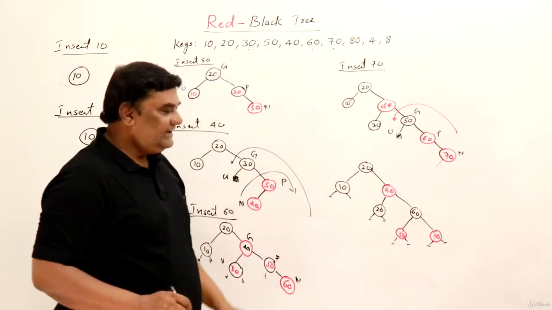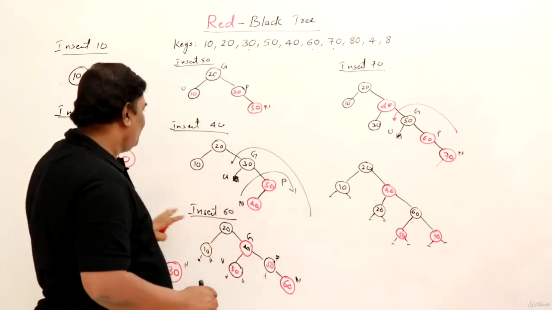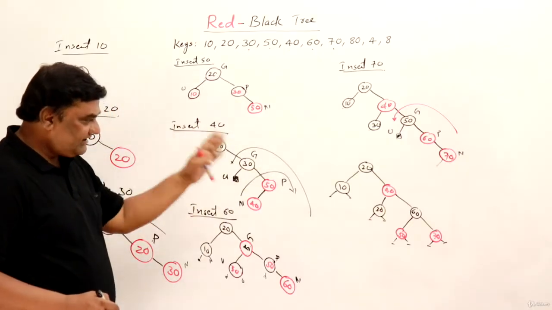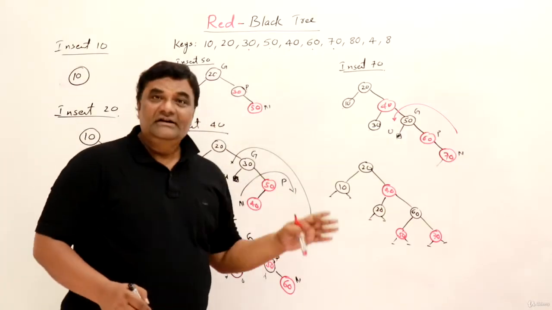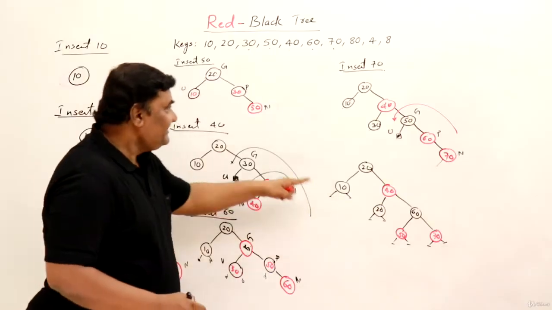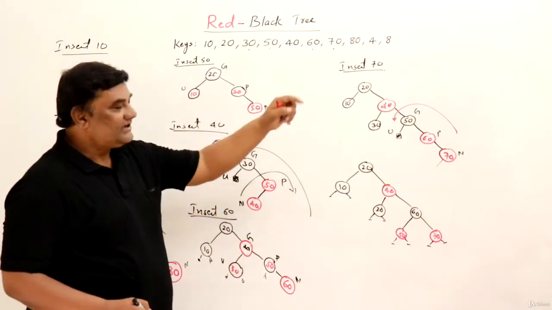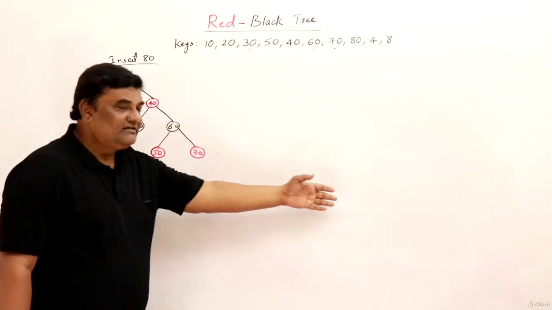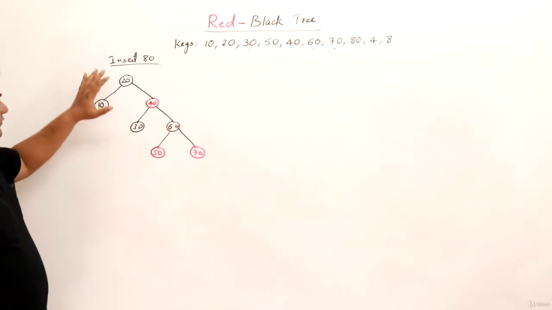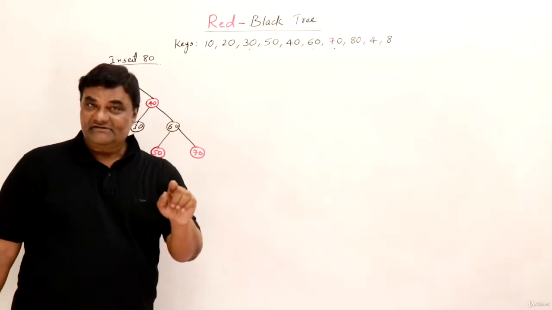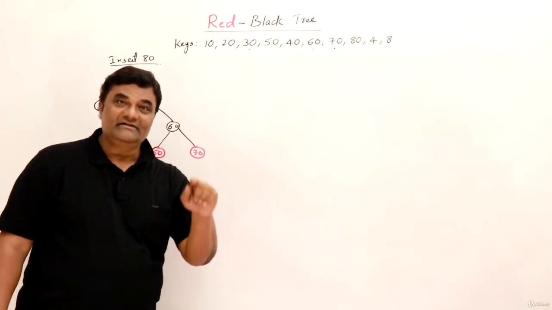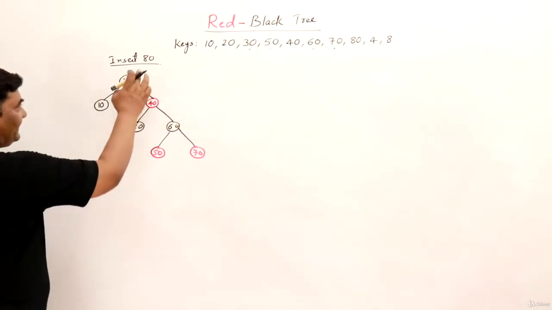Now I have to insert 80. So I have to remove everything from the board. If you want to take a snapshot or copy this one, you can copy it. I will take this tree once again here and I will continue the rest of the keys. So I have taken that tree here. Now we will insert 80. This is interesting. We are going to learn one new thing again here. Let us see this. Insert 80.